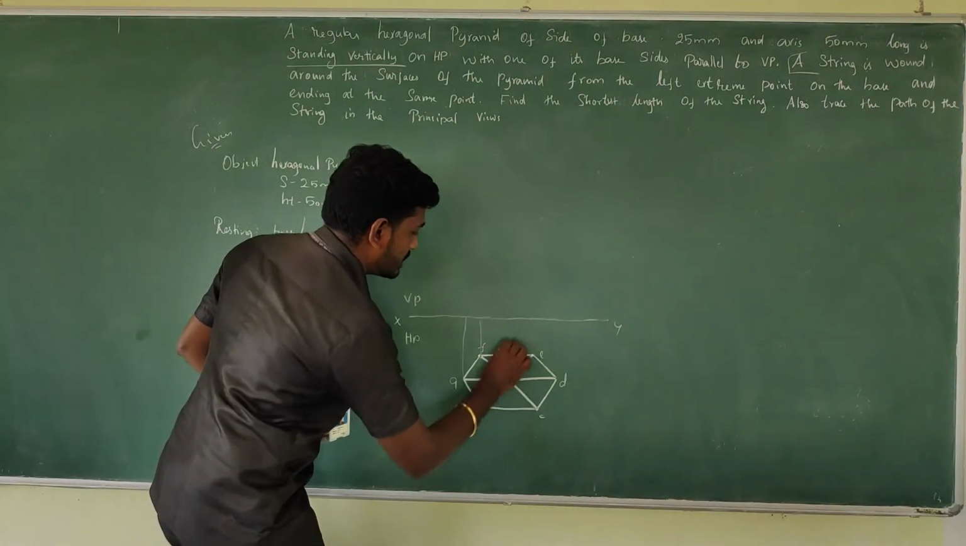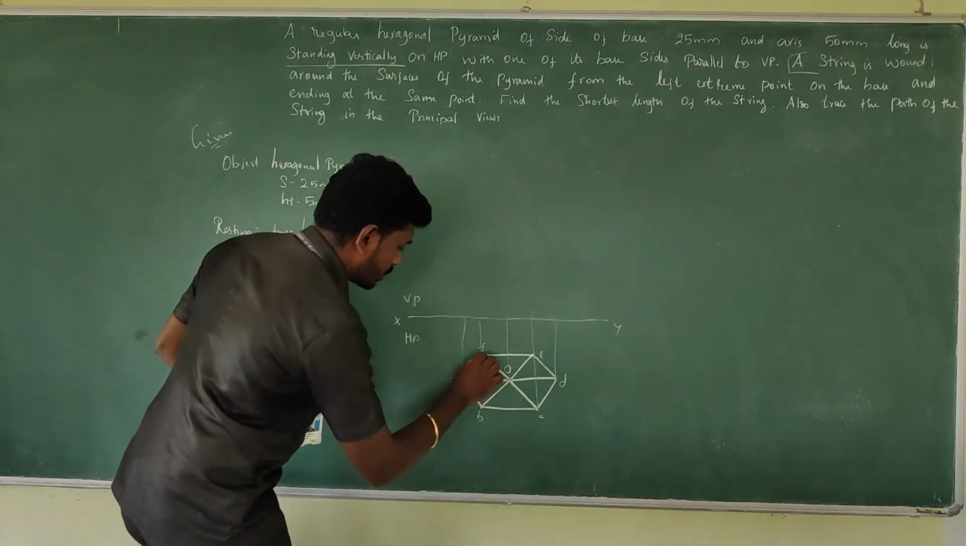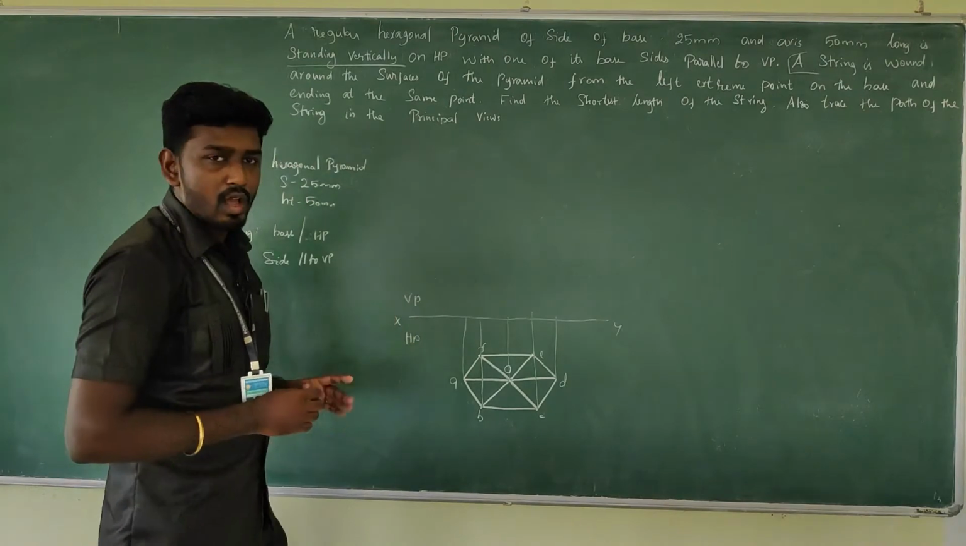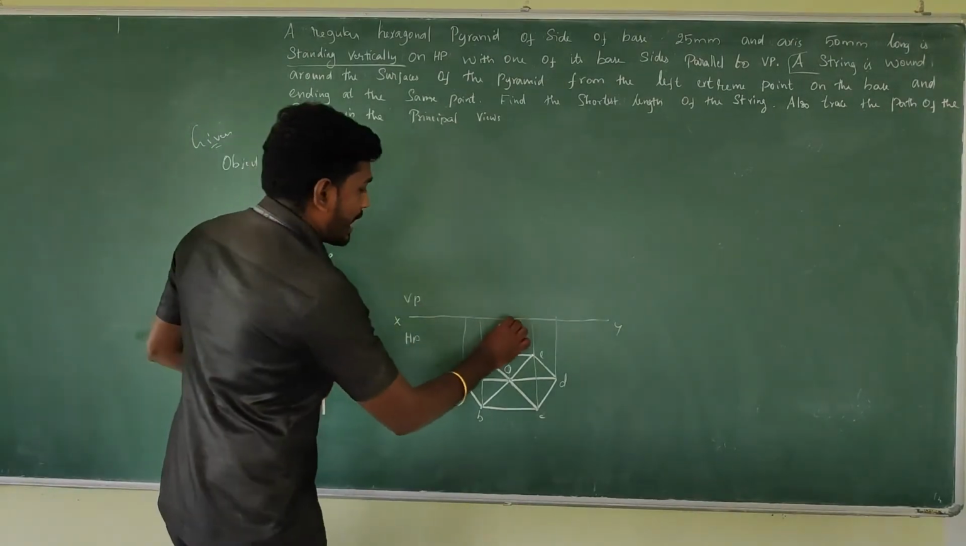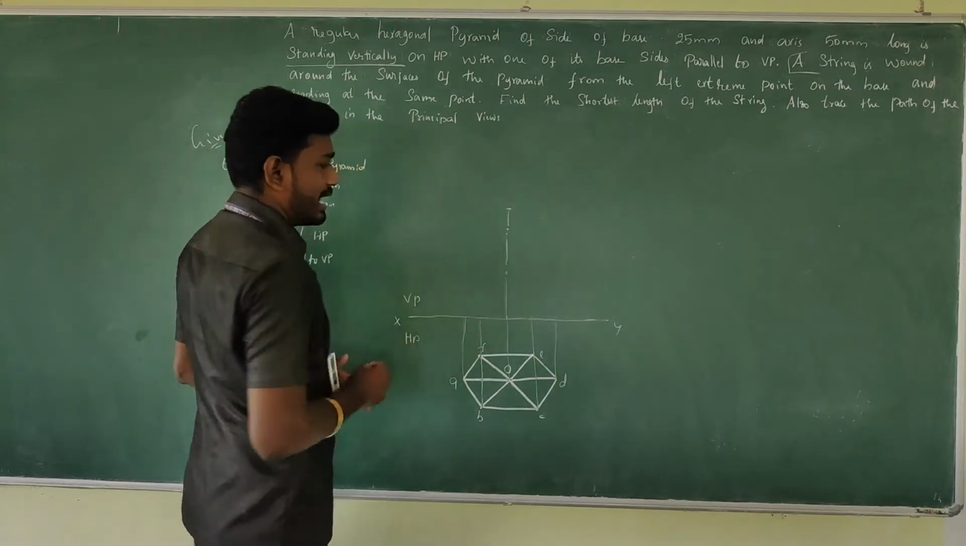It's time to take the front view, for which take the projectors. From each and every corner take the projector. This is how the projectors will come. And the axis height is given, which is 50, so rise up to 50 mm height.